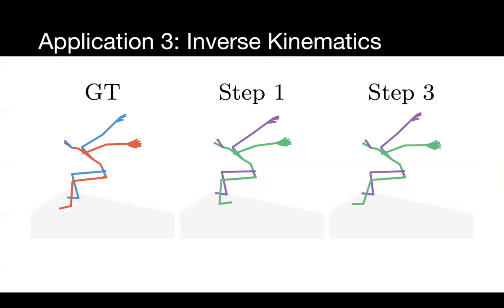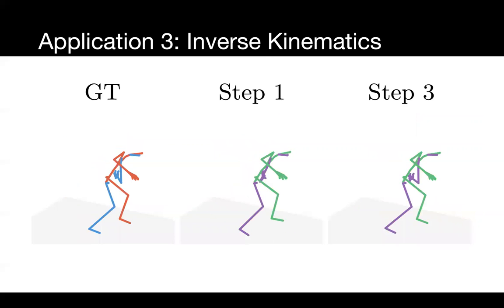We visualize the output of our system at different optimization steps. Through the feedback signal, we're able to recover from early incorrect estimations. As you can see, originally the elbow is incorrect, but with the feedback signal, we can rectify it.